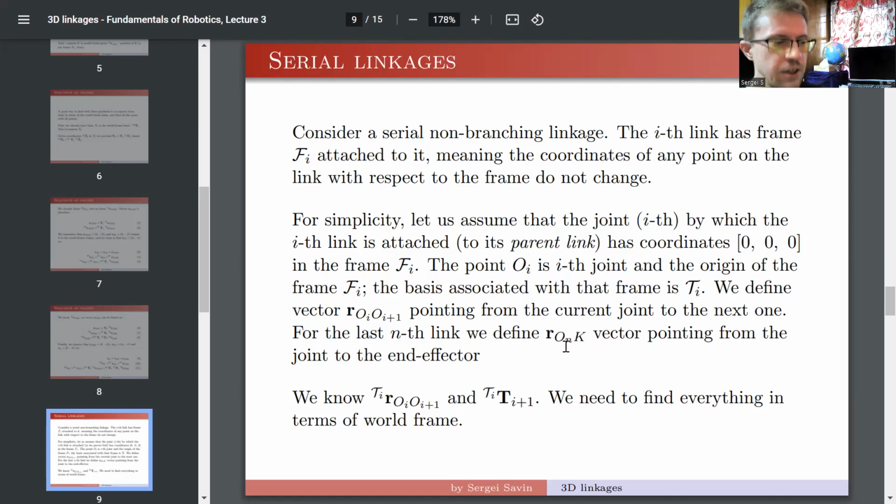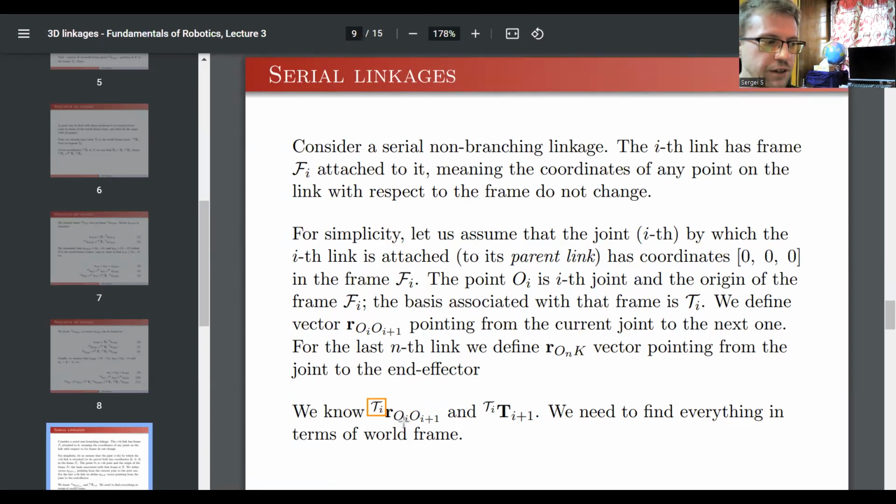May I ask a question? Yes, please. If we define O_{i+1} in terms of frame Ti, and we say that the origin of this frame is at 0, 0, 0, wouldn't that mean that R_{Oi Oi+1} is just R_{Oi+1}? Yeah, Ti is not a frame, it is a basis. Basis.